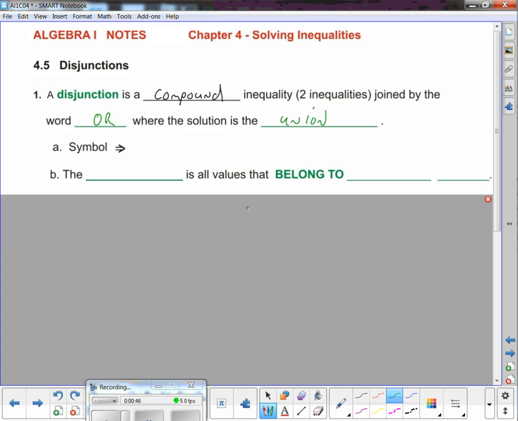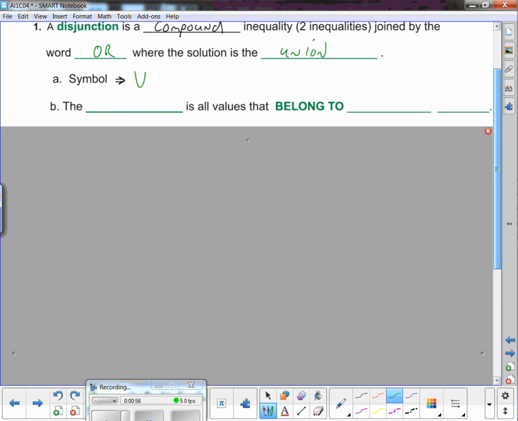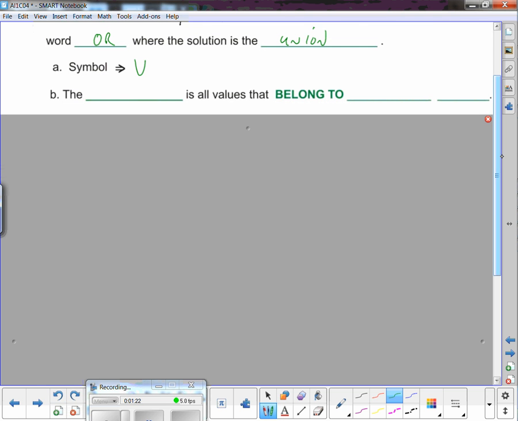Union. Dearly beloved, we are gathered this day to join this man and woman in holy matrimony. All right. Union, right? And the symbol for union we've done already looks like a U, depending upon the font of the book. Your book, the font looks a little bit V-ish, but it's supposed to be U-ish. Depends on the font.